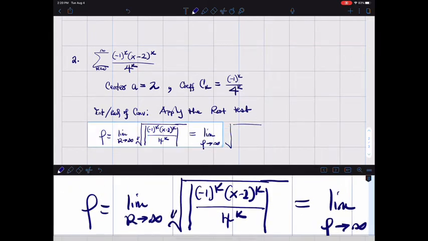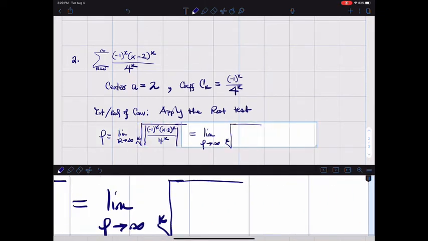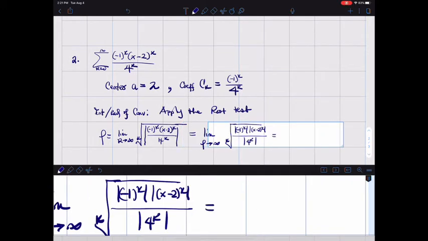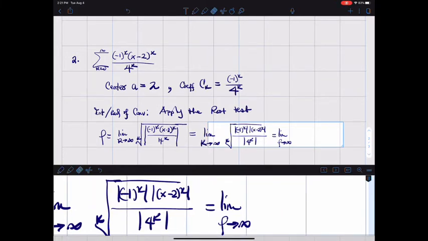Oh, kth root, not square root. I always make that mistake. All right, kth root of absolute value of -1 to the power of k, absolute value of x minus 2 to the power of k, absolute value of 4 to the power of k. So this is the limit as k goes to infinity. What am I doing, rho going to infinity? K goes to infinity. I should learn how not to rush things.